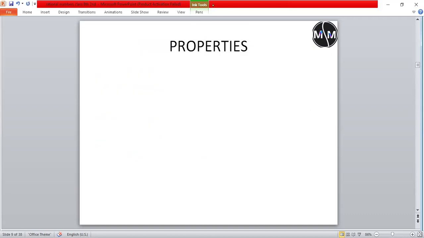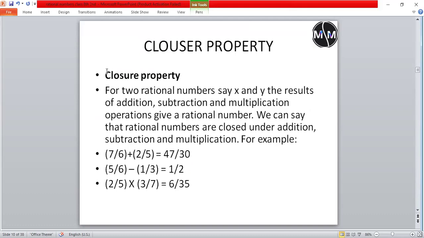Here are the properties. First, the closure property. This closure property means that for two rational numbers x and y, the results of addition, subtraction, and multiplication operations give a rational number. We can say that rational numbers are closed under addition, subtraction, and multiplication.